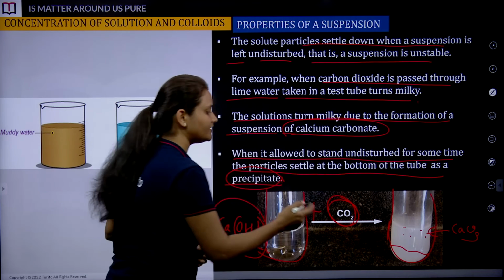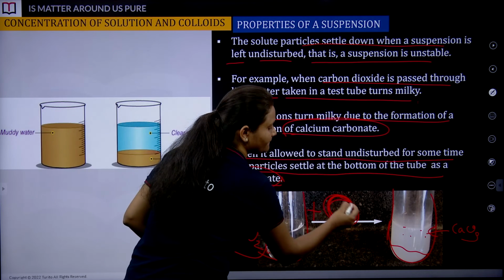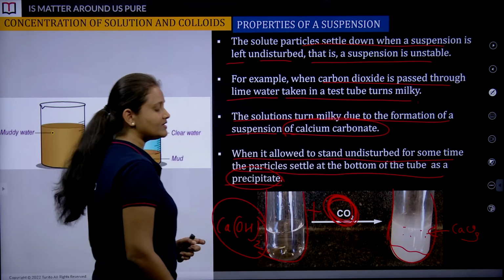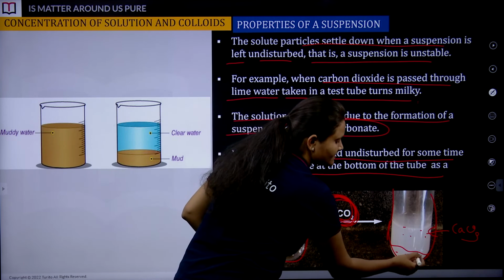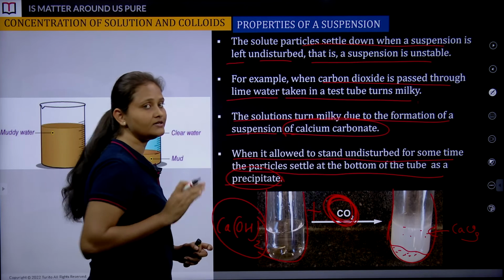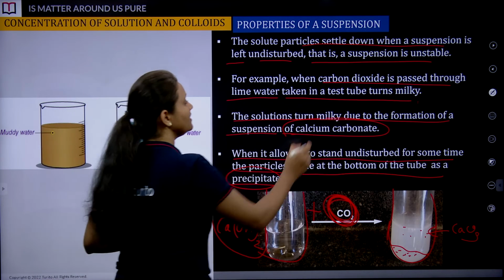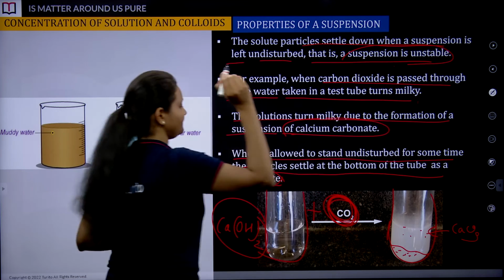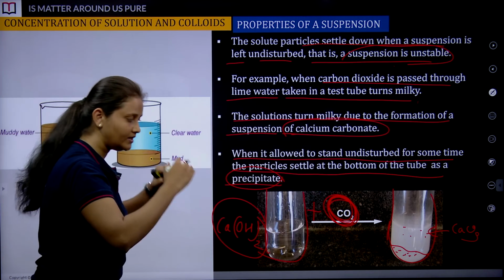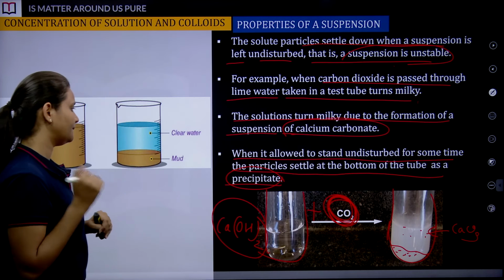Also, it's a confirmation test of what? Carbon dioxide. After some time we observe that the suspended particles are going to get settled down, and this is the property of suspension, and that's how we say suspension is unstable. The suspended particles settle at the bottom.